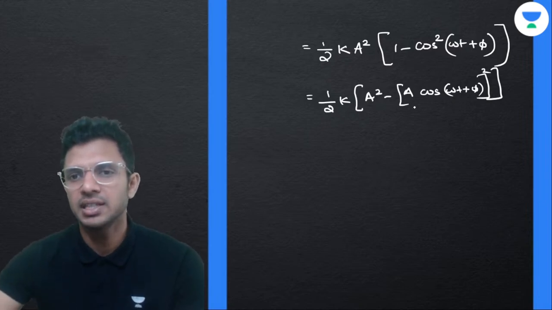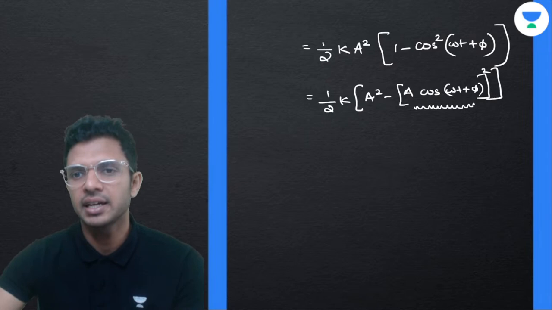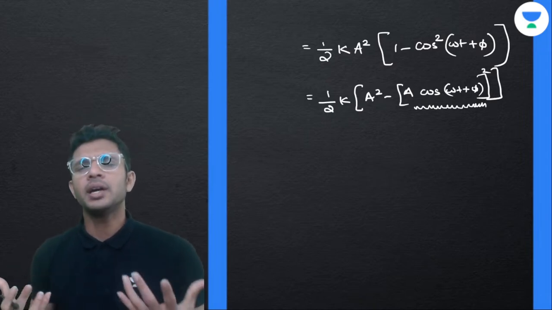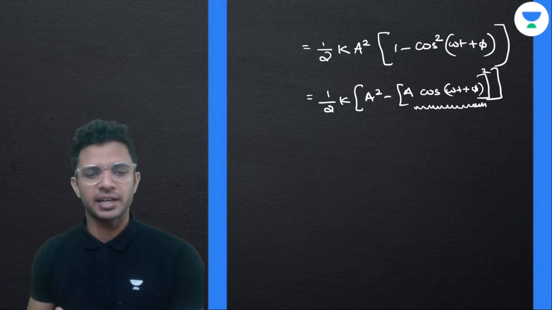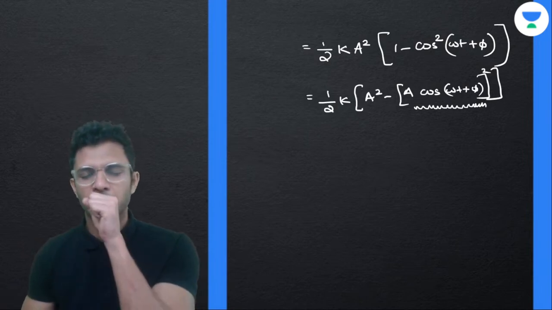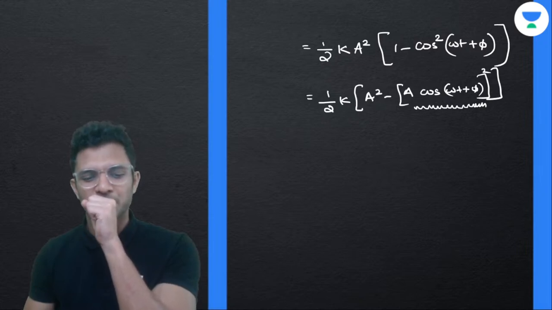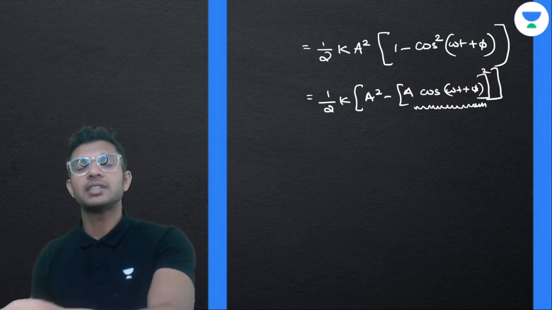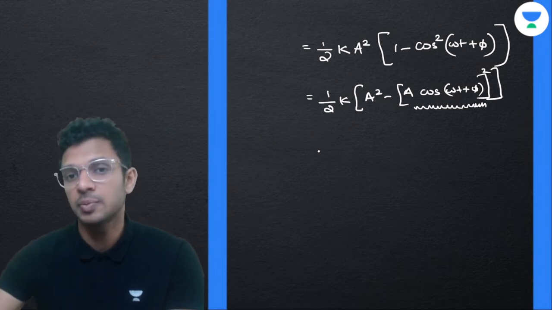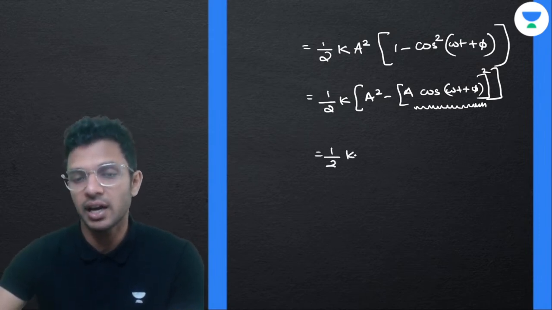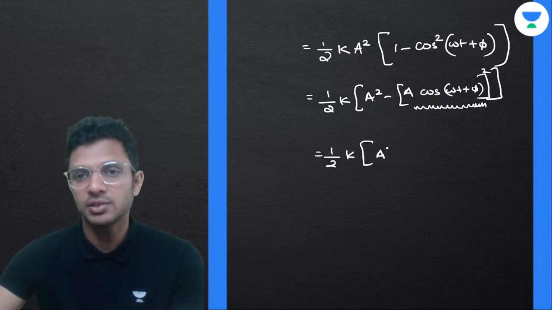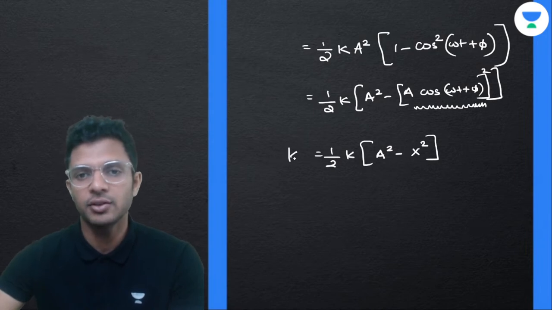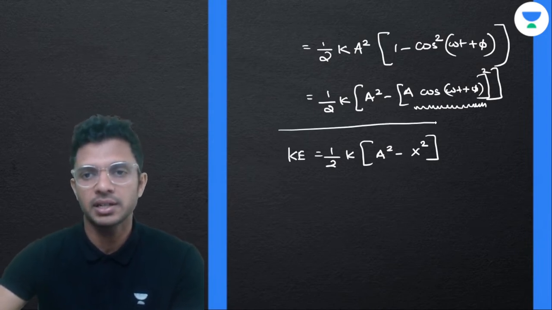Now, dekhle, have you seen this? Kabhi dekha hai kya ye? Isko dekha hai kya? Aankhe close karke soch le. A cos omega t plus phi. Have you seen this anywhere? Kabhi dekha hai kya? Aray, dekhna to chahiye. A cos omega t plus phi is a formula for x, which is displacement. So, this is having a value of half k, a square minus x is being squared. And this is the value for kinetic energy. Very important.